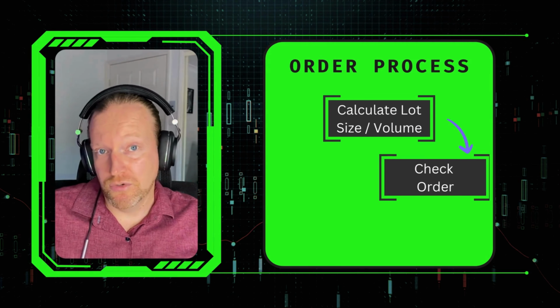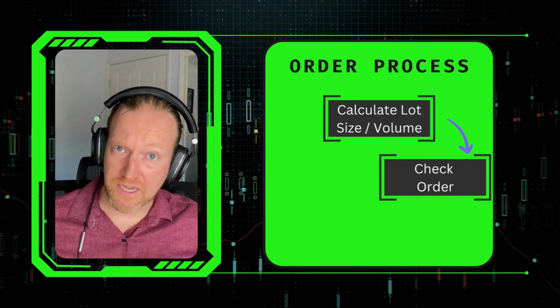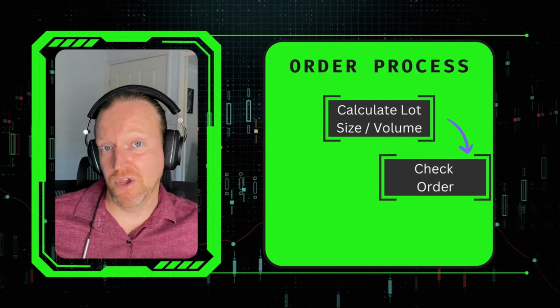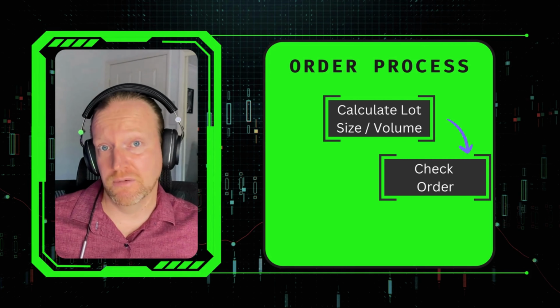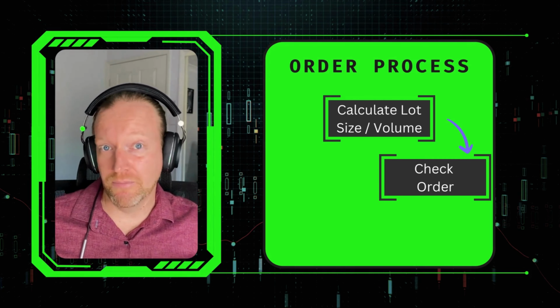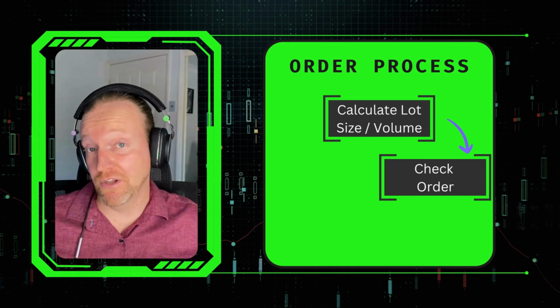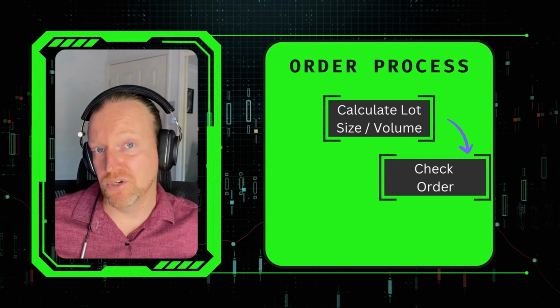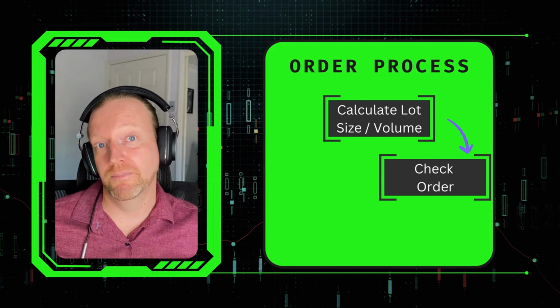The next thing you need to do is to check your order. Now, what this does is it sends it to the MetaTrader 5 server without being an order and checks it. It can't check everything, but it checks a lot of things. And if there's any issues, it lets you know before you attempt to place that order.